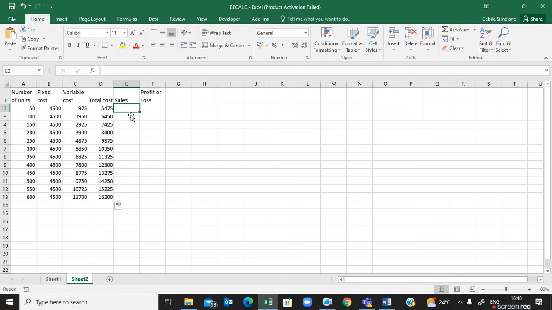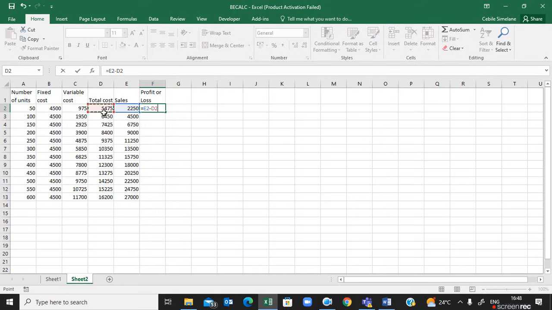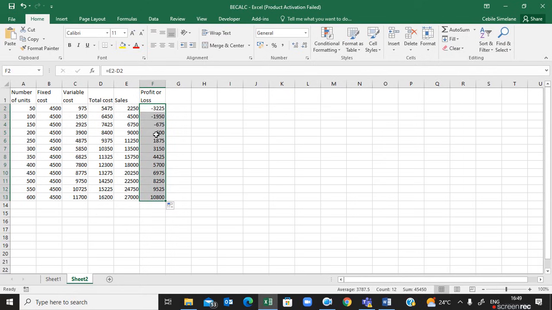And then we need to calculate the sales. And we are told that the selling price per unit is 45 rand. So it means it's going to be equals to the number of units multiplied by 45 rand, which gives you 2,250 for 50 units. Use the autofill handle again to calculate for other cells. So we are copying the formula when we do that. And then we need to calculate the profit or loss. Profit or loss is equal to sales minus the total cost. So you'll see that in the first row, it will be negative. And then let's see, at some point, it will start to break even. So that's how it's going to look.